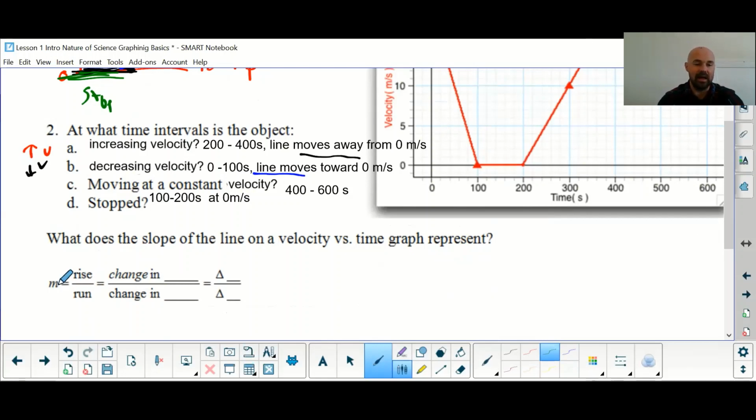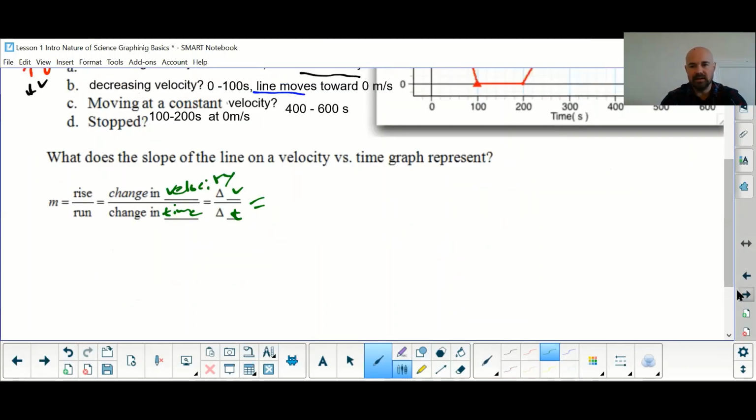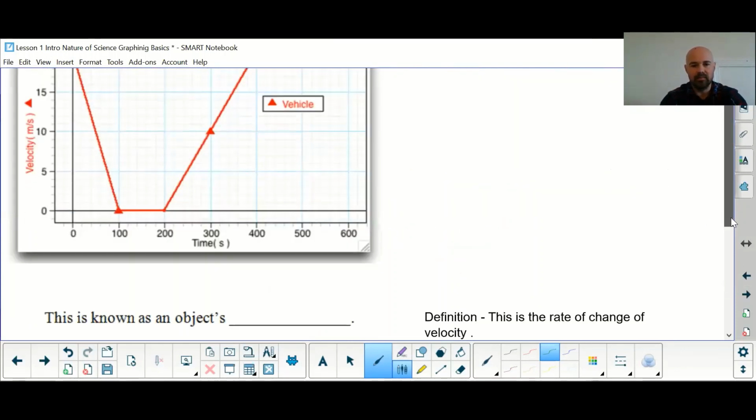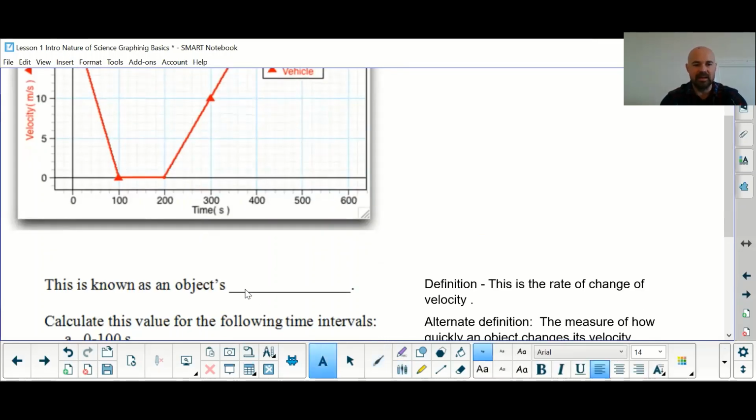So again, slope, or M, is the variable for slope from algebra class. It's just rise over run. So it's the change in, and the thing that's changing here is the velocity. So it's change in velocity divided by change in time. So this is delta V, for triangle V, over triangle T. And in physics, that has a very special meaning, and we're going to talk about that in a second. So this whole idea is on the next slide. It's known as the object's acceleration.